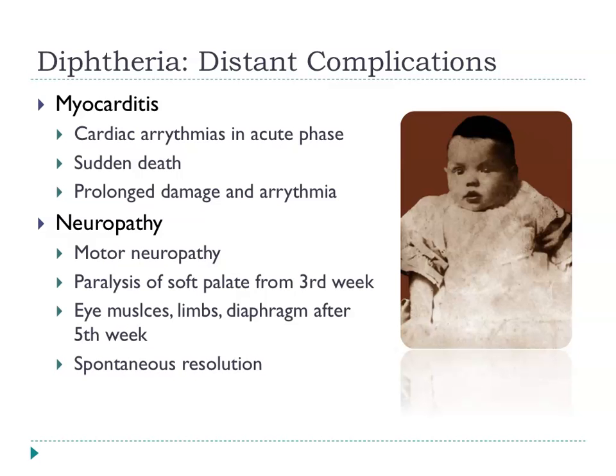The other thing you get is neuropathy, damage to the nerves. It's a so-called motor neuropathy, which means that it damages nerves which are feeding impulses to muscles to control them. You get paralysis of the soft palate, so it's very difficult to swallow things. You then get eye muscles, limbs, diaphragm affected, and in the worst case, the paralysis of the diaphragm means the person can't breathe and they will die without assisted ventilation. And that will slowly get better over time.